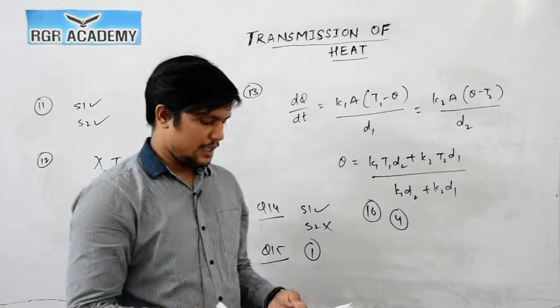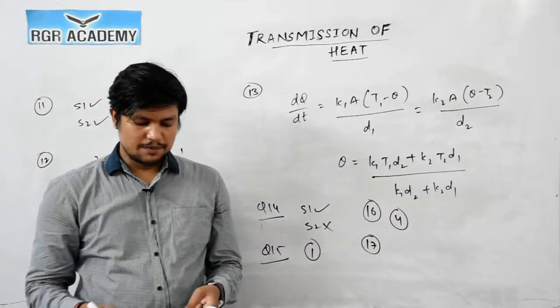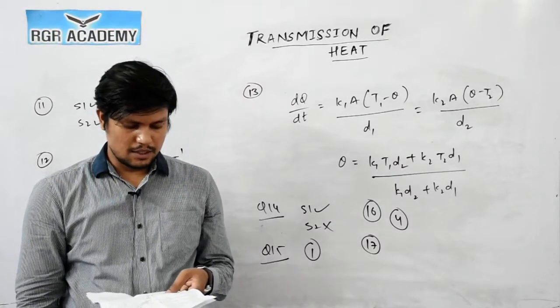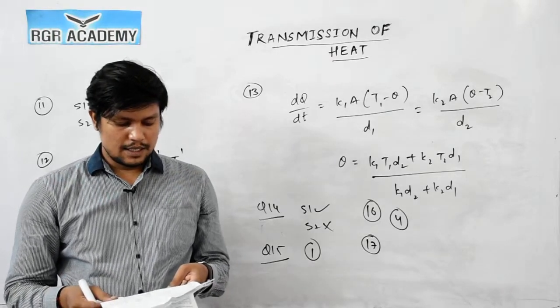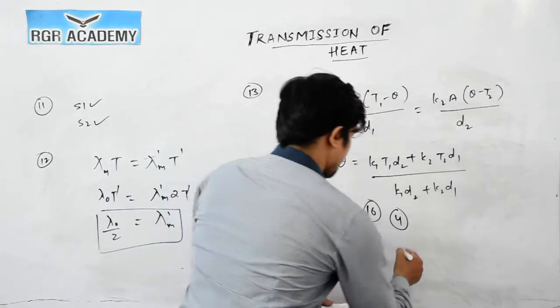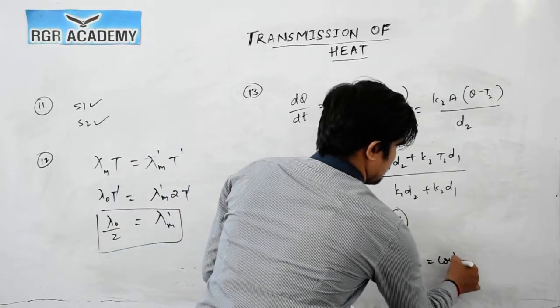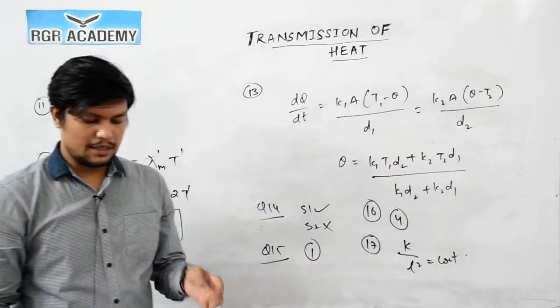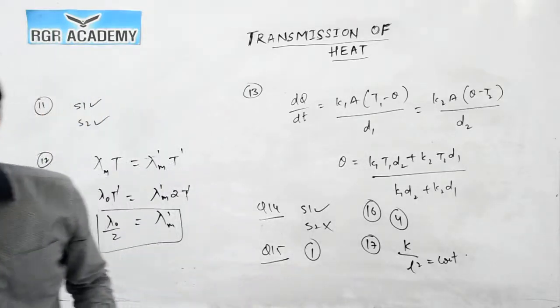Now question number 17. According to the experiment of Ingenhousz, the relation between the thermal conductivity K of a metal rod and the length L of the rod up to where the wax melts is that K by L square is constant. Okay, so this we should know. So the answer is K by L square. Now we will move on to question number 18.